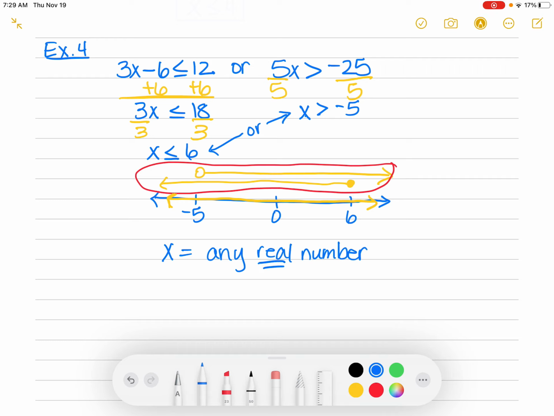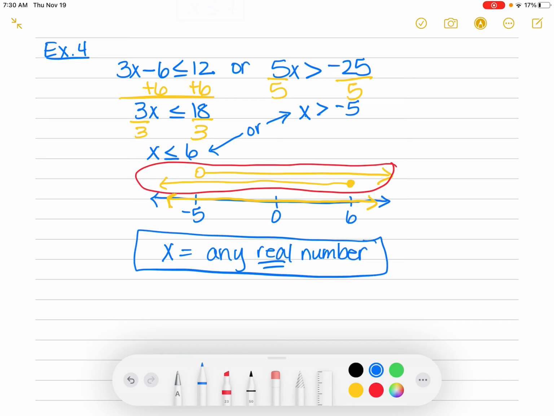The reason we use the word real is because later in Algebra 2, you learn about imaginary numbers. But we're not going to talk about imaginary numbers because that's for later in your math career. But that's why we use the word real, because there are imaginary numbers. So that's my answer, is that it can be any number.